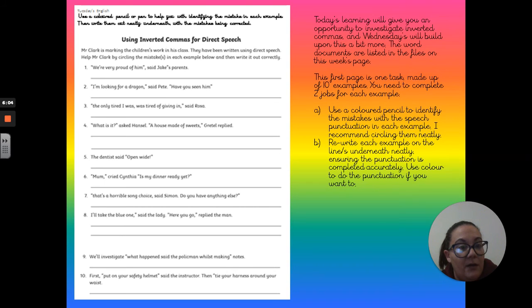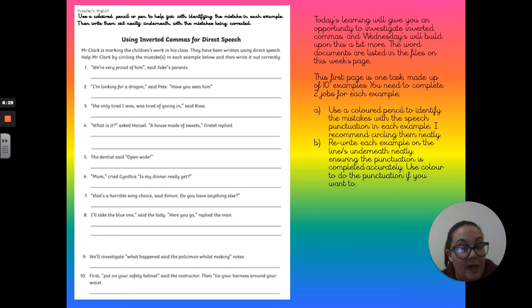And there may be more than one error. So that's what you need to look for. So look at each example a couple of times. When you're confident, for example with number 1, when you're confident that you have got all of those bits circled and you are happy with looking at it, then what I would like you to do on the line underneath is to then write that sentence out with the punctuation in the correct places.